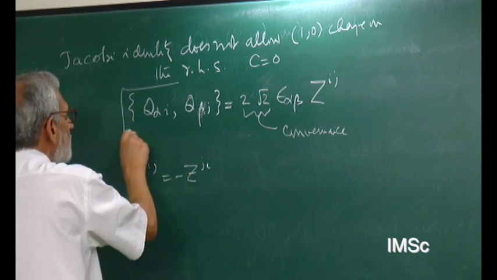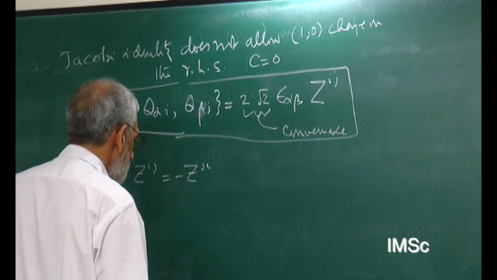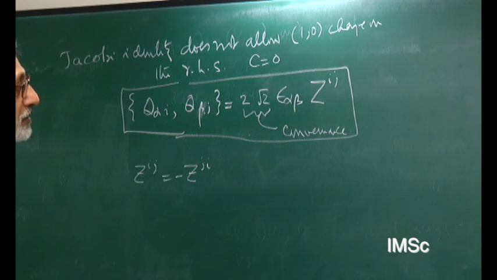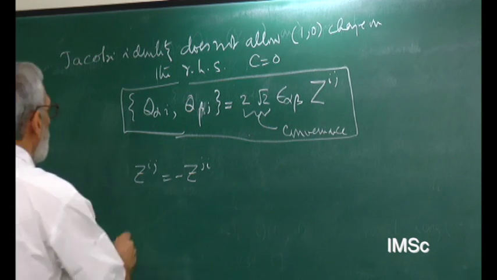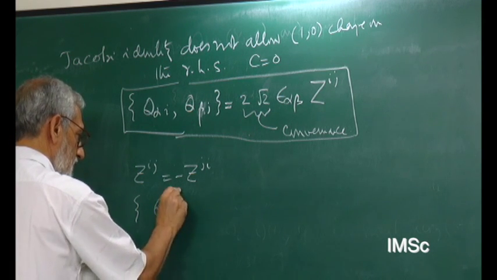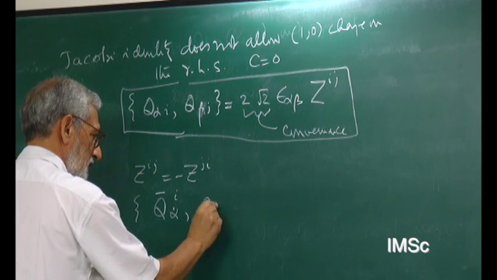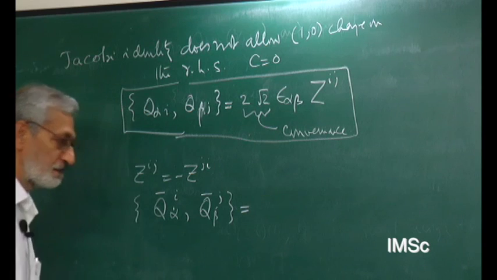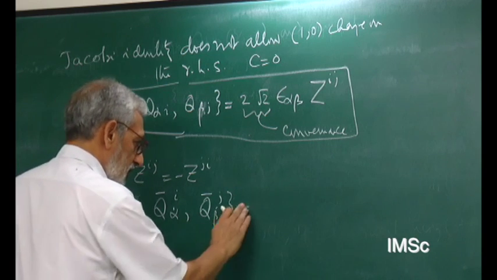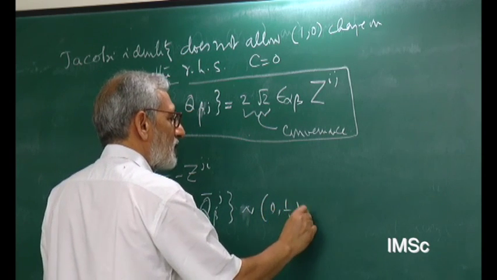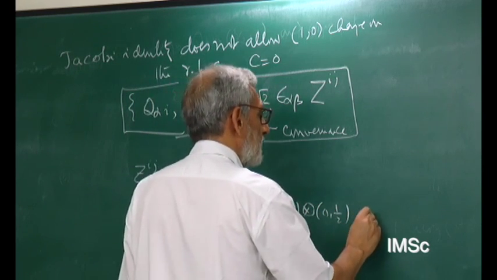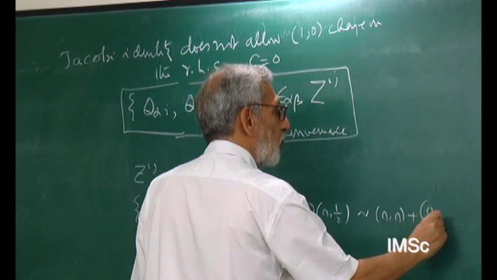So that is it. Now I could do a similar discussion for the conjugate charges. And this object transforms under Lorentz transformation as (0,1/2) times (0,1/2), and that is (0,0) plus (0,1).